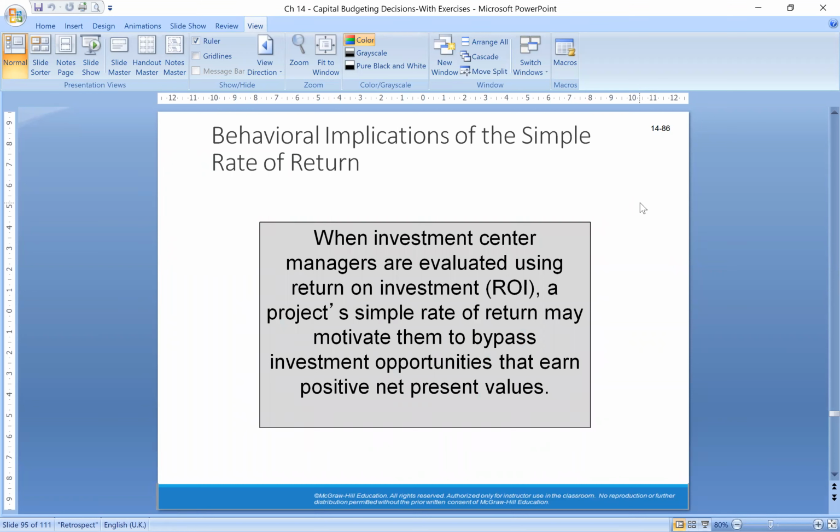When investment center managers are evaluated using the return on investment, ROI, the project's simple rate of return may motivate them to bypass investment opportunities that earn positive net present value. We do have more than one indicator for performance. ROI means return on investment, ROA is return on assets, and the last one is ROE, which is return on equity. So these are accounting indicators for evaluating the company.